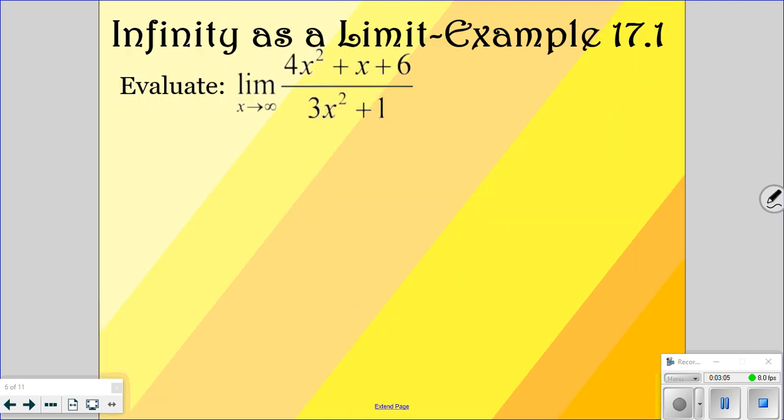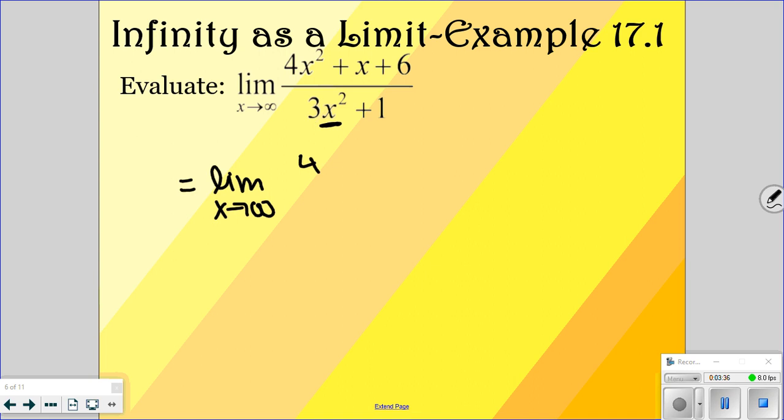So for this one, we want to know not as x approaches 0, but as x approaches infinity. That's a little infinity symbol, kind of looks like a sideways 8. The way that you're going to deal with these: find the largest exponent in your denominator. On that one, that's x squared here. You're going to divide every term in your function by that x squared.